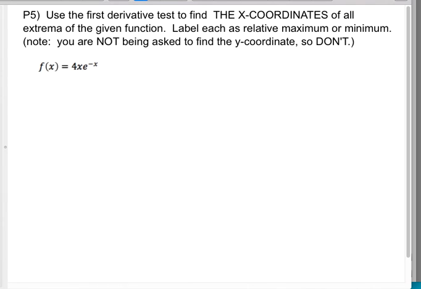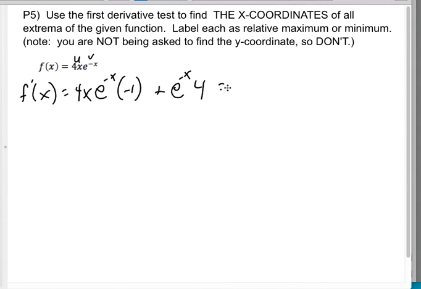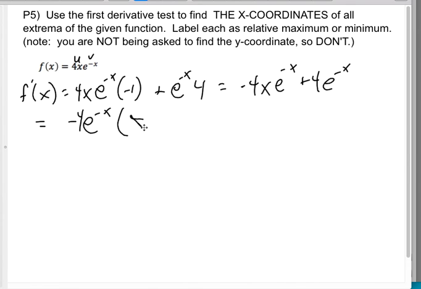All right. P5, same idea. Again, you have a product rule. Please feel free to pause me if you so choose. So f prime of x is going to be u dv, which is e to the stuff times the derivative of the stuff, plus v, and then du is just a 4. So I'm going to get a -4x e to the -x plus 4e to the -x. I'm going to yank out a negative e to the -x, oh, sorry, a -4e to the -x, and be left with an x minus 1.